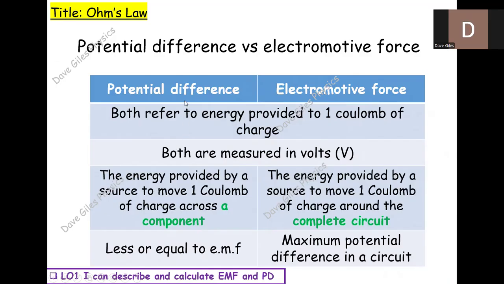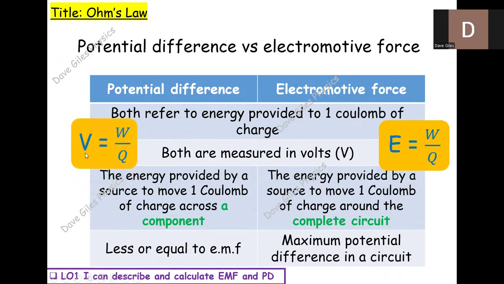And potential difference is always going to be less than the EMF or the same. So if you've got multiple components, the potential difference will be spread across different components, whereas EMF is the maximum potential difference in a circuit. So let's have a look at some paper 2, the formula. V is W over Q, so voltage is work done over charge, and we use letter E for electromotive force.